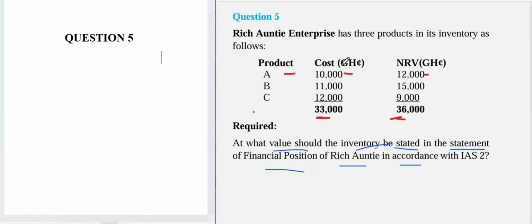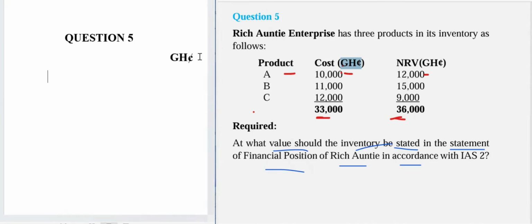So let's bring a Ghana cedi sign here, so that we know that all our computations are in Ghana cedis. Okay, so I have my cedi sign here.